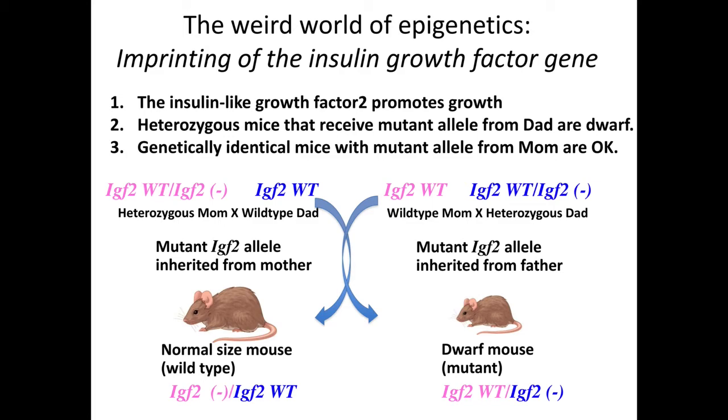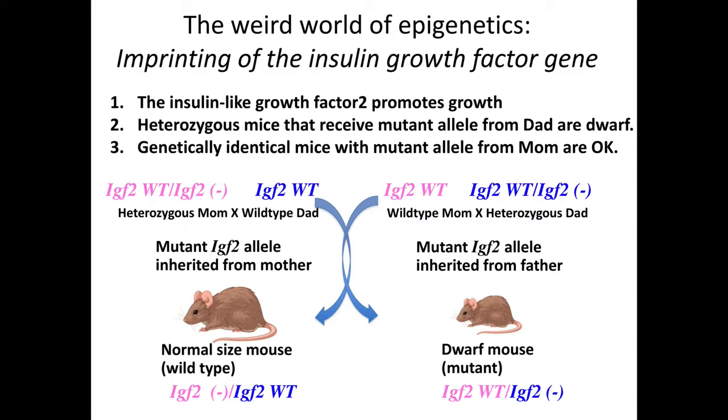Let's talk about the first weird example of epigenetics that's really fascinating, which is described as imprinting. In this particular case, this type of imprinting is of the insulin growth factor gene. The insulin-like growth factor 2 gene promotes growth. Heterozygous mice that receive a mutant allele from dad are dwarf.